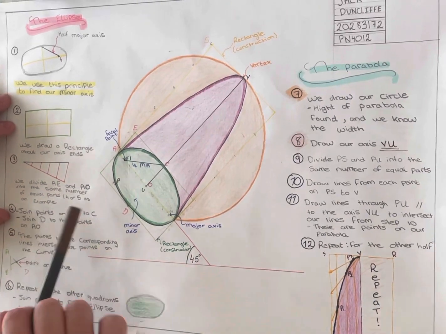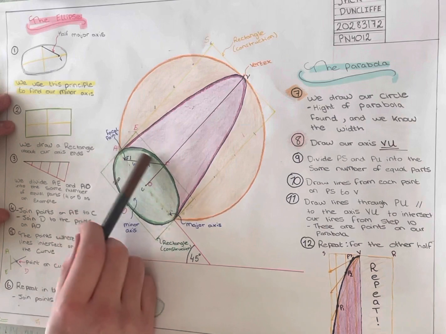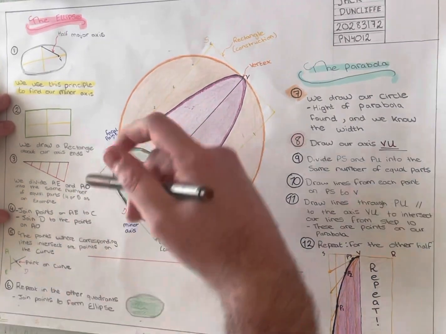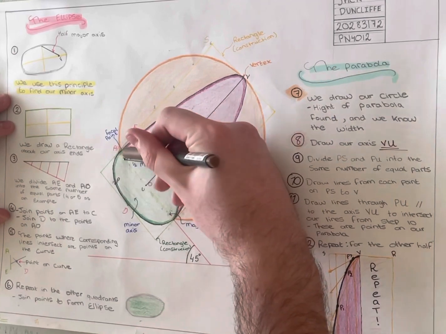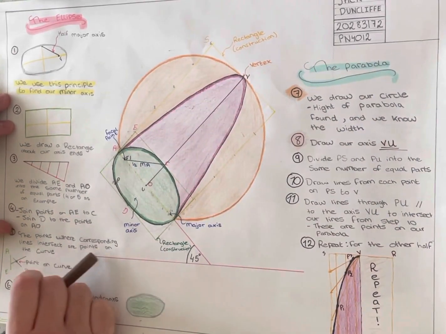We then join points on AE to C and join D to the points on AO. So then the points where corresponding lines intersect are points on the curve.